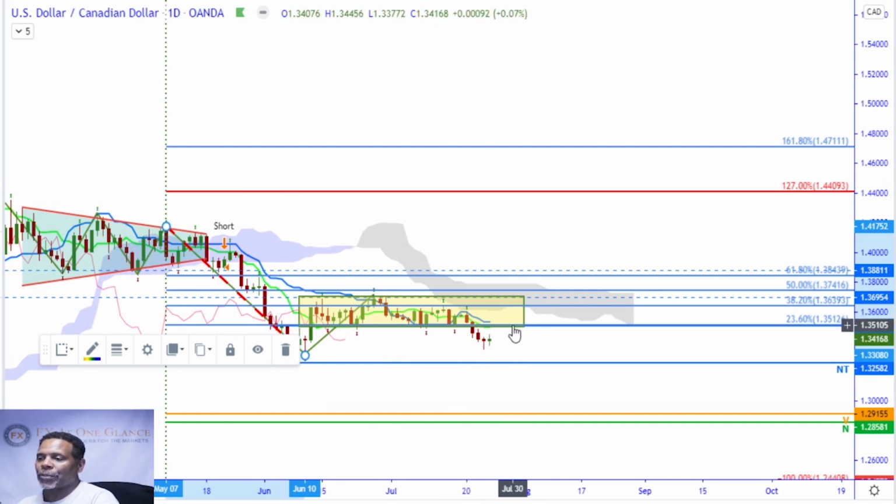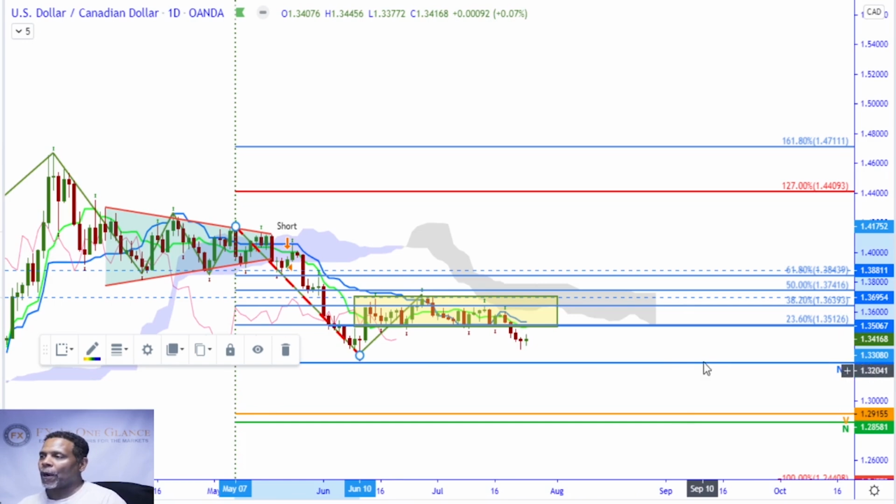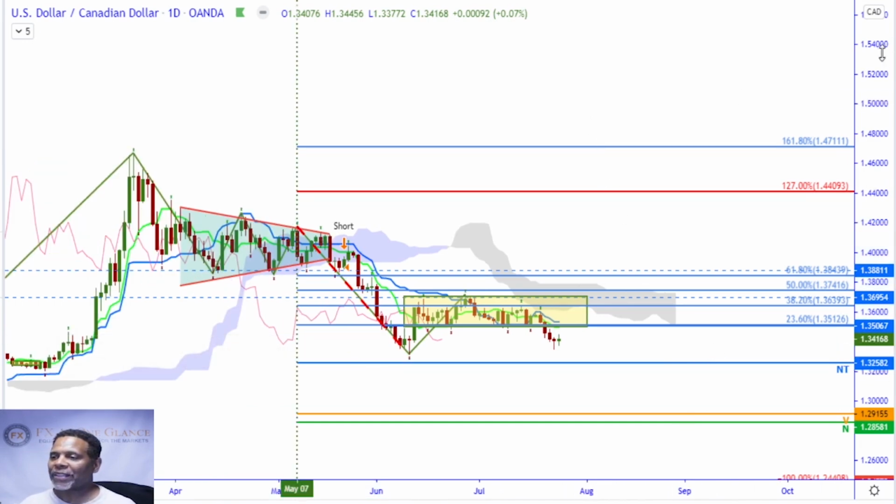So maybe a little correction back to the zone, then short it again to the downside. We're going to shoot for the NT level and the VN level. All right. So that is that.